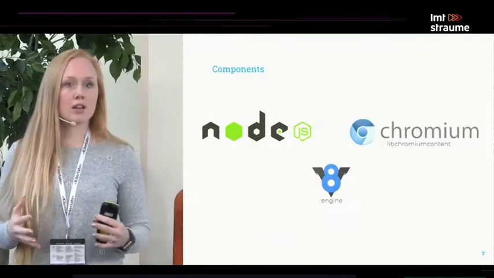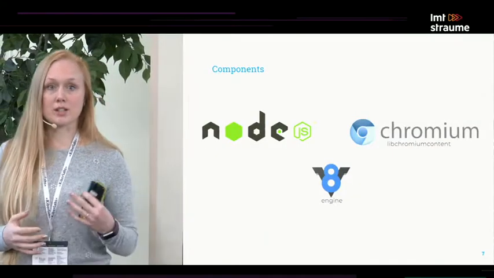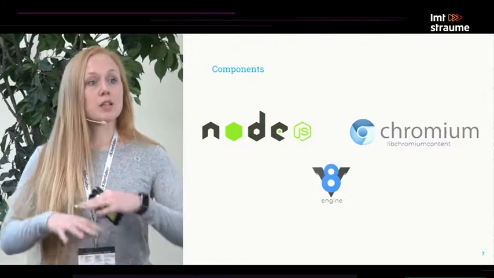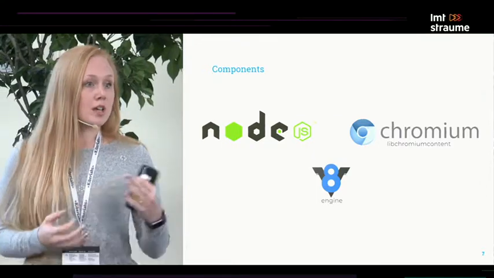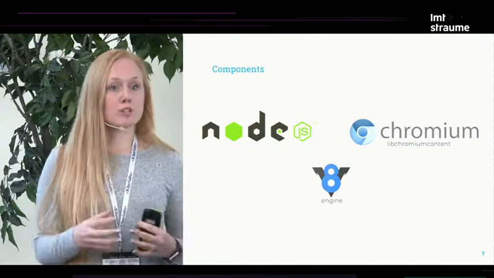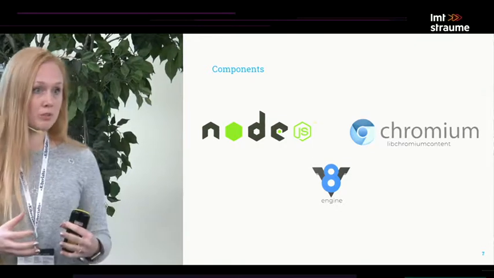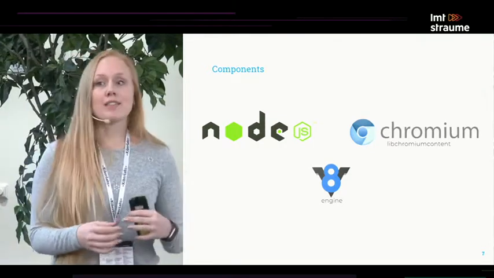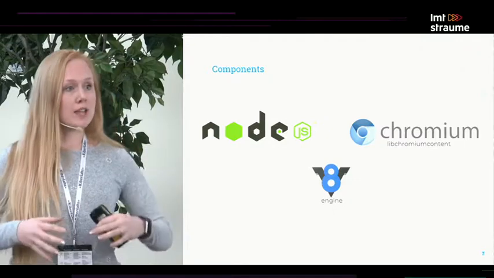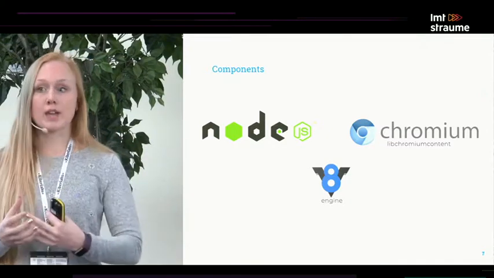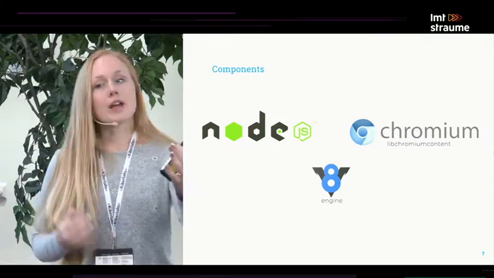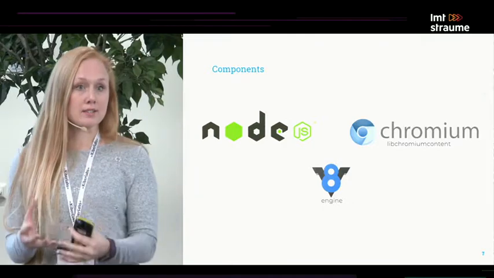When I'm talking about the framework, I'm actually talking about three core components: Node.js, then the libchromium content module, which is used in order to render a page with the specific content we want to display to the users, and then the V8 JavaScript engine, which ties it all together. So Node and Chromium actually share a single instance of it.